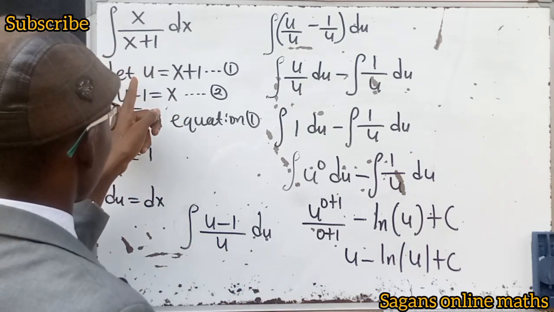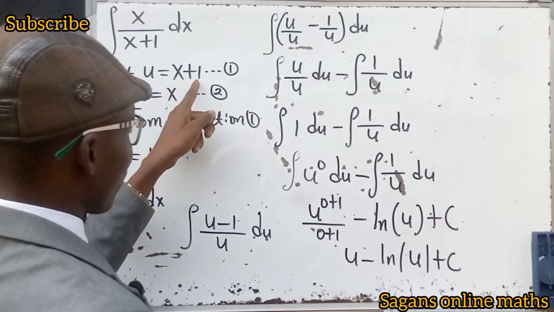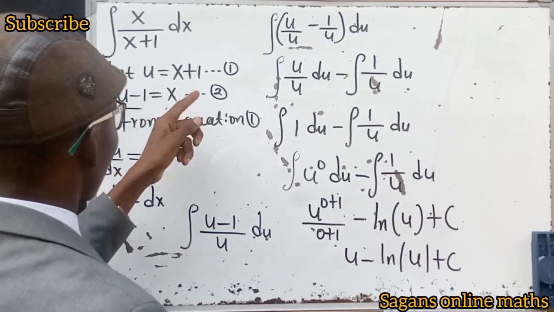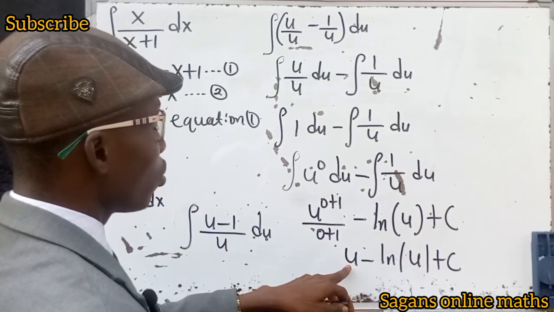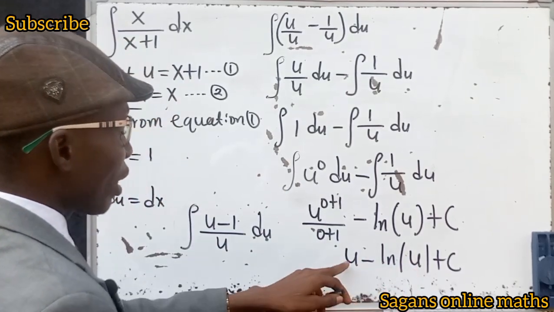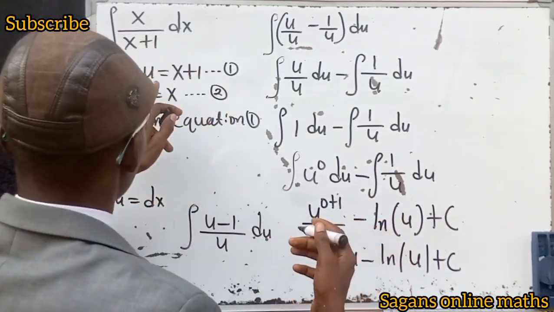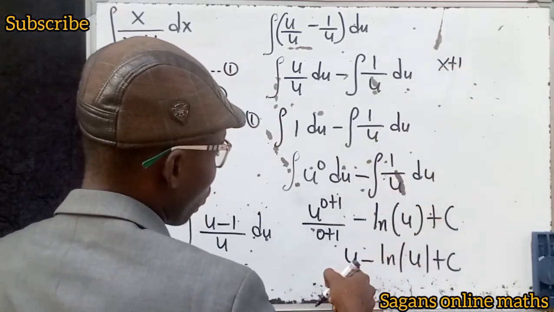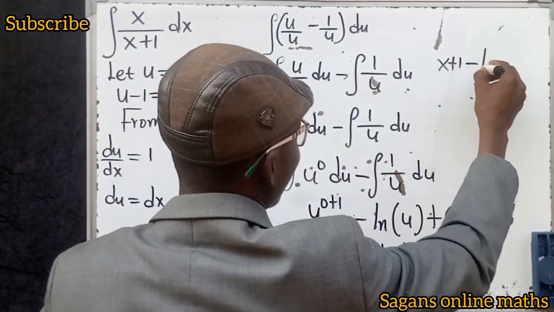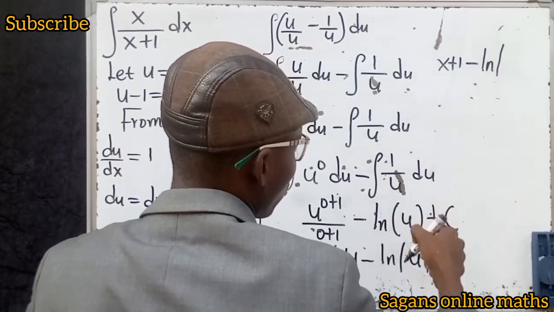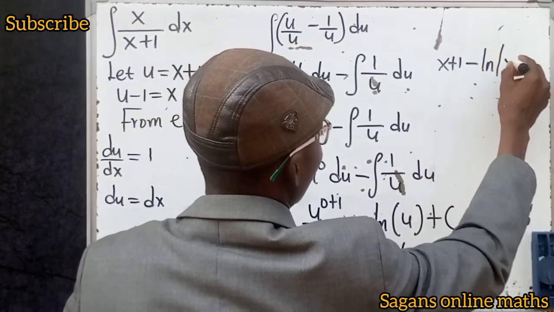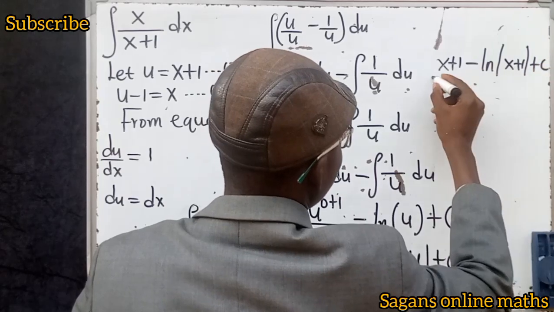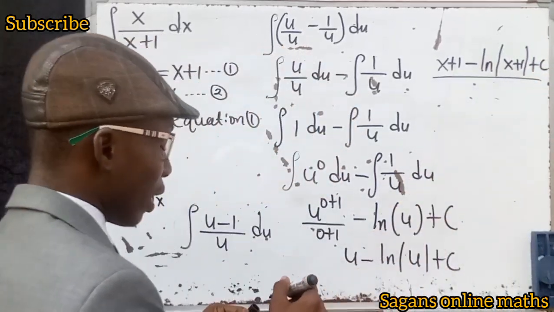We recall that we let u equal x plus 1, and we are seeing that u is here. So we are comfortable to substitute x plus 1 in place of u. Consider u is x plus 1, so we have x plus 1 in place of u, then minus ln of u, so u is x plus 1, plus our integration constant c. And this is the solution to this particular problem.